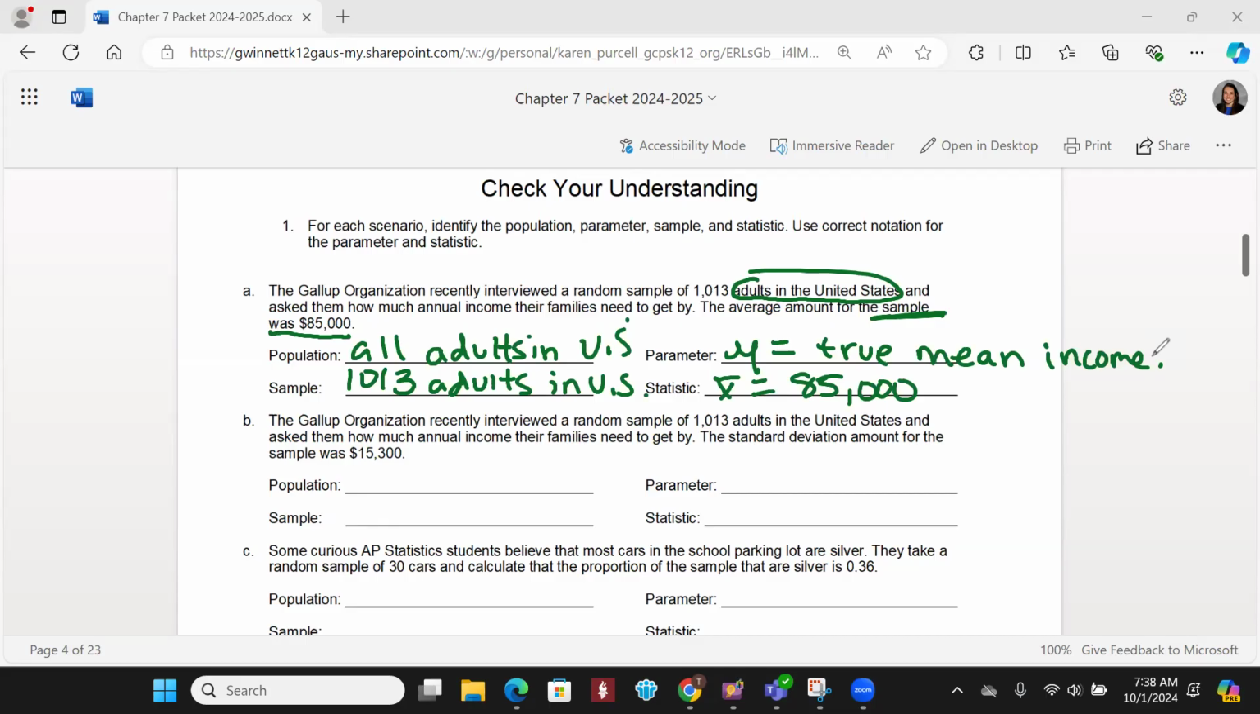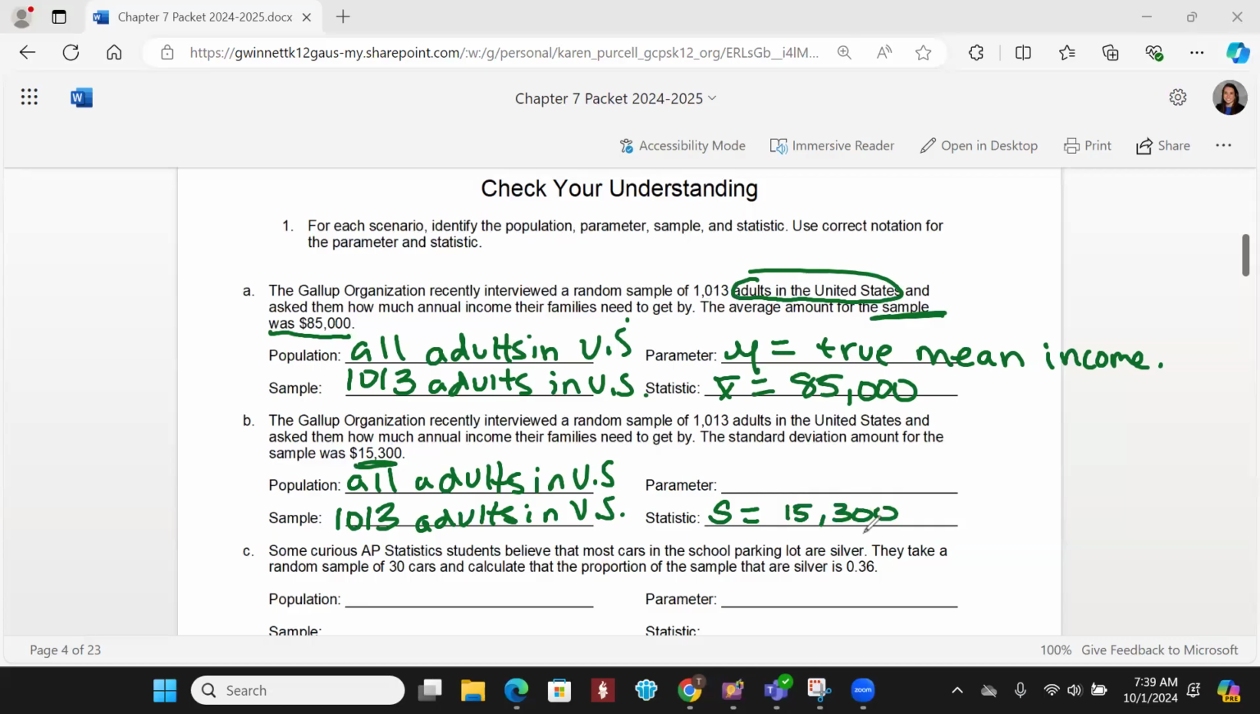The Gallup organization recently interviewed a random sample of 1,013 adults in the United States and asked them how much their annual income was. The standard deviation from the sample was 15,300. So again, what's the population? All adults in the US. And the sample is those 1,013 adults in the US. Is this 15,300 sample or population? Sample. So for the statistic, we say S is equal to 15,300.